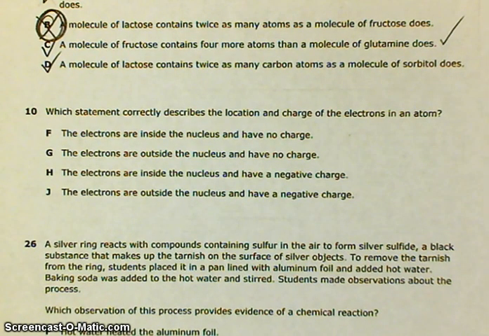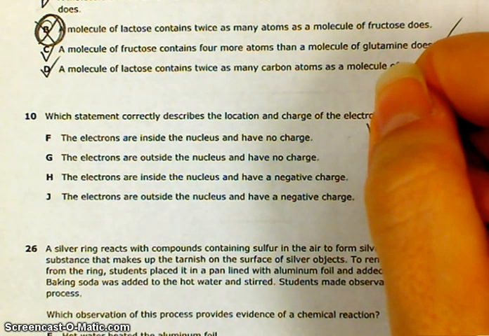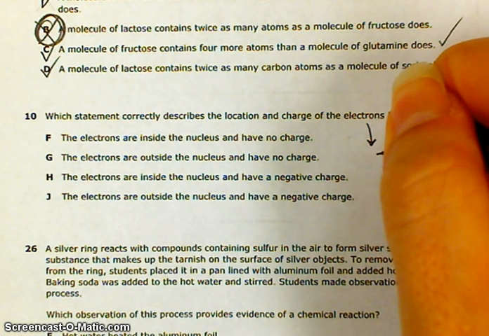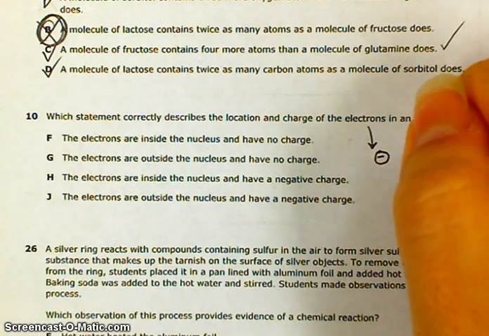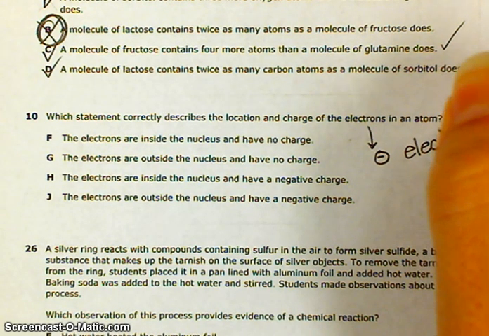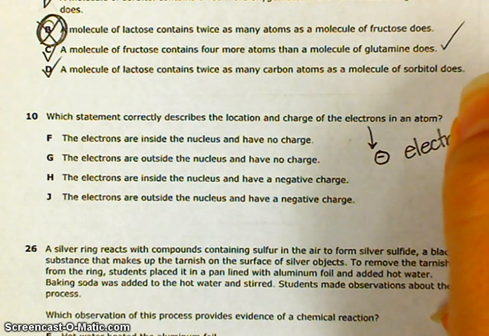Number 10, which statement correctly describes the location and charge of electrons in an atom? Guys, this is like strict memorization. Electrons have a negative charge, and they are in the electron cloud. You should know that right off the top of your head.